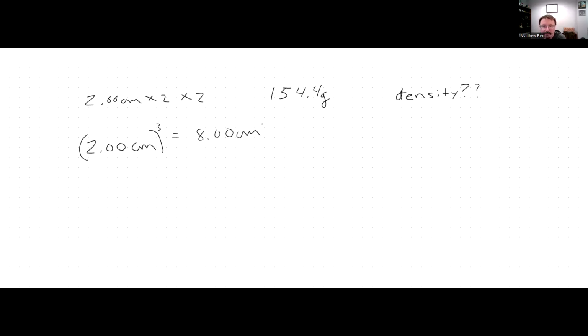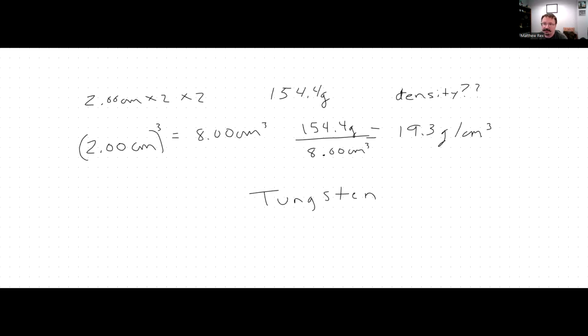Then if density is mass over volume, and all the densities we have in the back are grams per cubic centimeter, I can just take 154.4 divided by 8. When I do that, I get a density of 19.3 grams per cubic centimeter. And if we look at all the different metals in the back, we see the one that has that same density, or is very close to it, is tungsten.